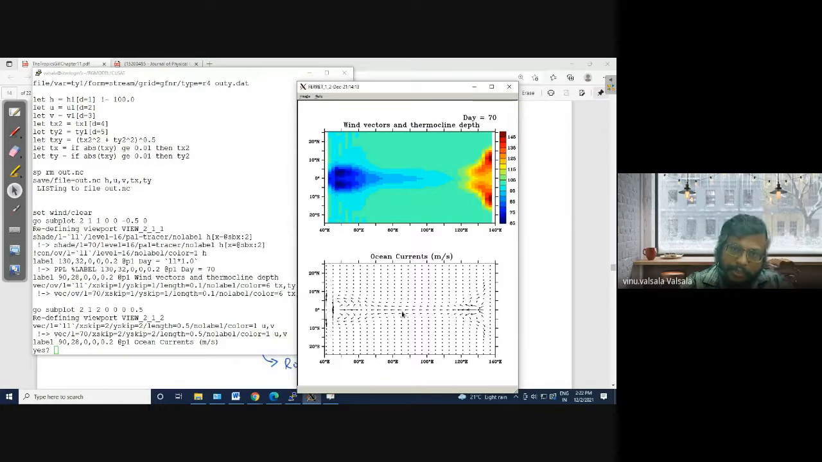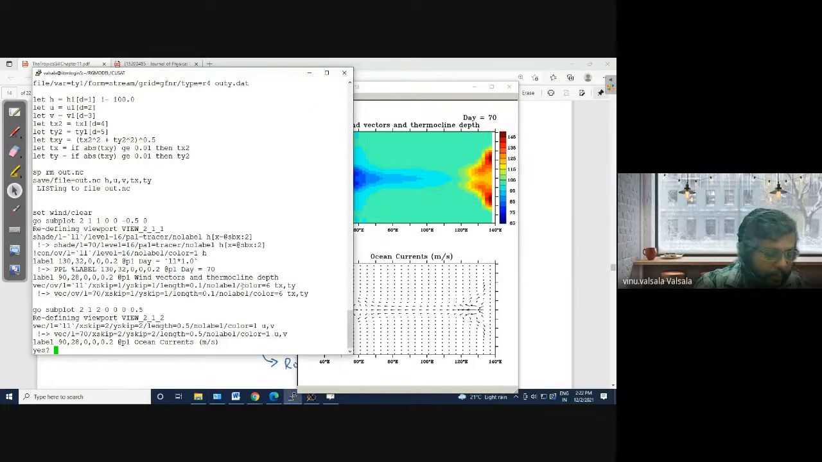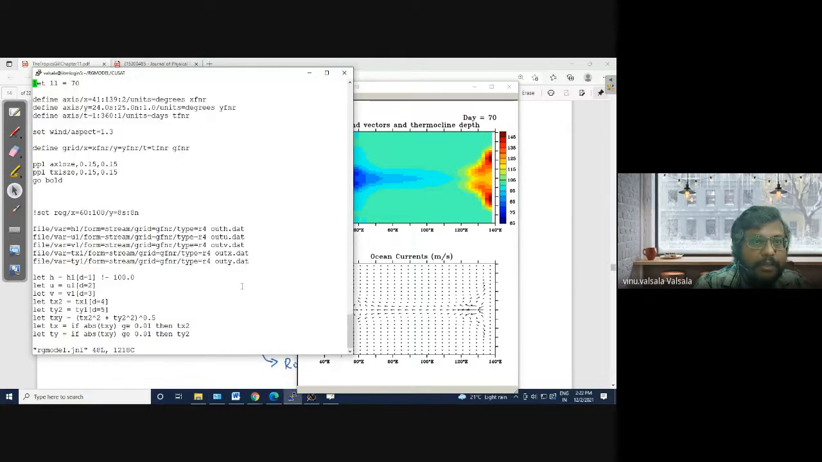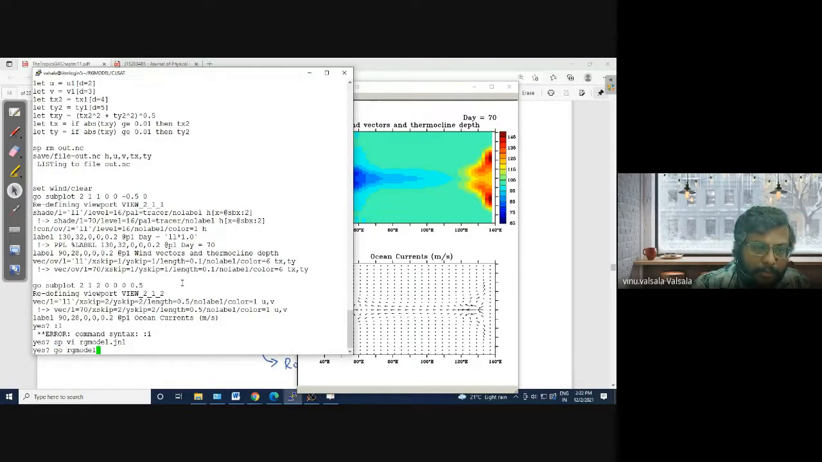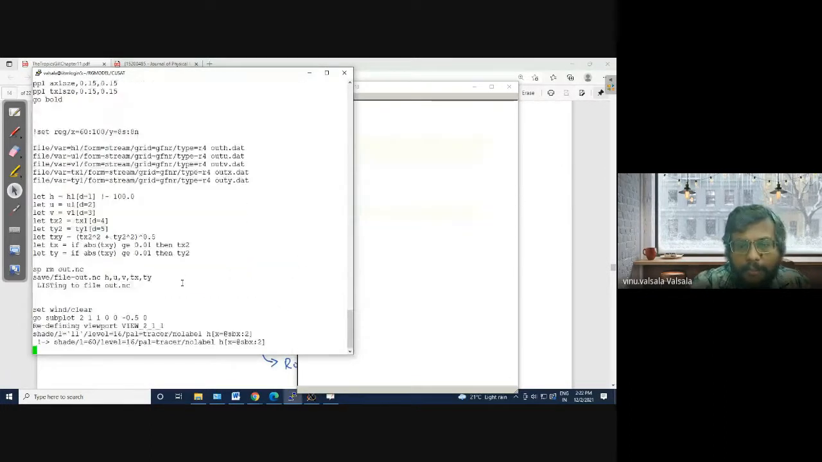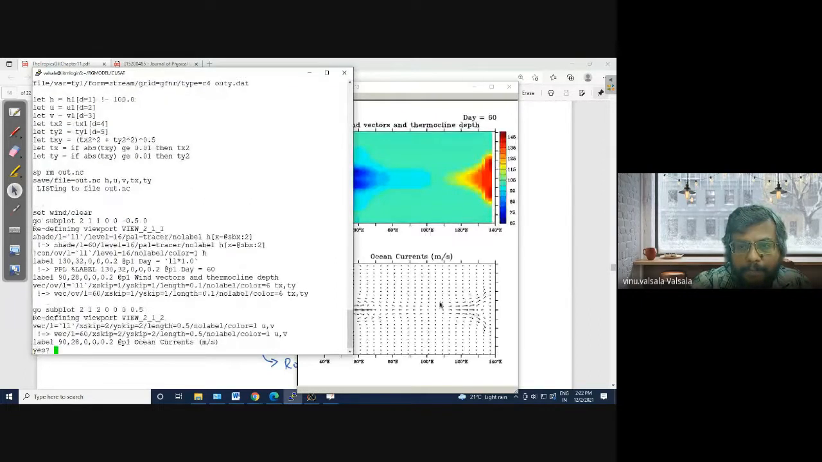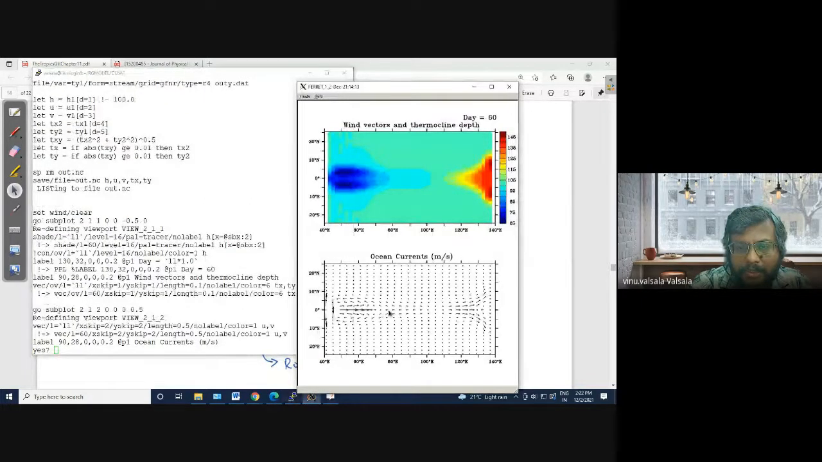So if you go back and look at the 60th day, you don't have that current. Which current? The current I am pointing my mouse over. Say for example, 60 to 100 degree east. This current may not be there during the 60th day. Let us plot it again and observe it. Yeah, it's not there. It has not quite started there, or is slightly starting.